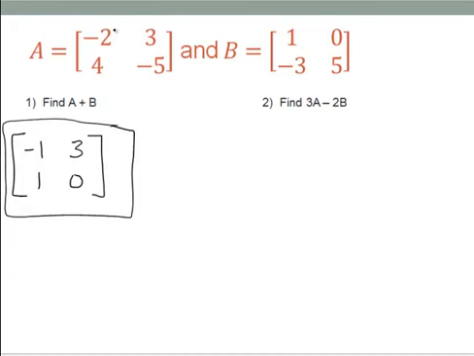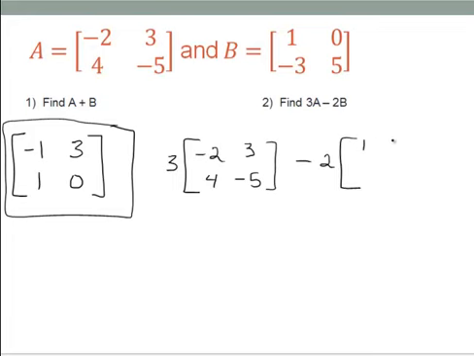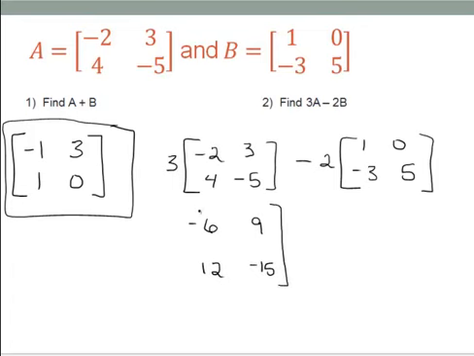Okay, the last one, we're supposed to multiply everything in A by 3, everything in B by a negative 2, or 2, and then subtract them. So it looks something like this. 3 times all of this minus 2 times all of this. So if we multiply this out, we get negative 6, 9, 12, negative 15.